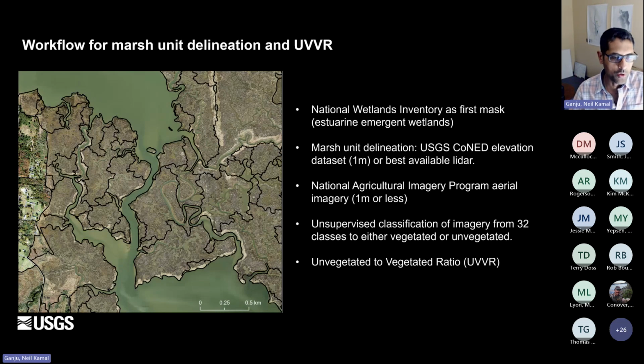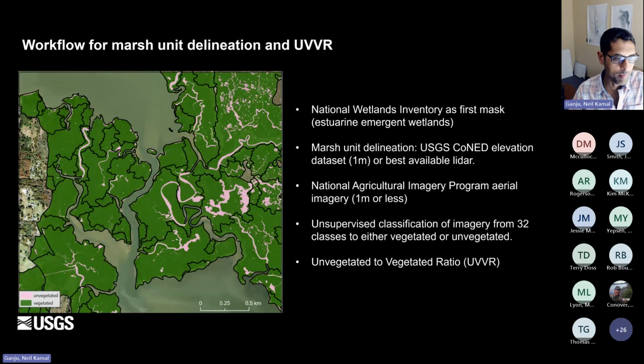Once we calculate those units, we use the aerial imagery from the National Agricultural Imagery Program, as well as the elevation, to do a machine learning, unsupervised, supervised classification of each pixel at 1 meter within each marsh unit. When you do that, you get this really nice mask of what's vegetated and unvegetated. What you see in green is vegetated, and what's in pink is unvegetated. And you can see obviously the highest density of unvegetated areas in this unit, as well as this unit in the northeast corner.